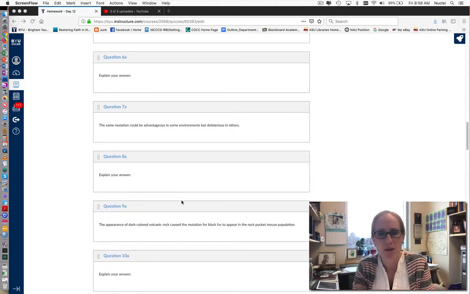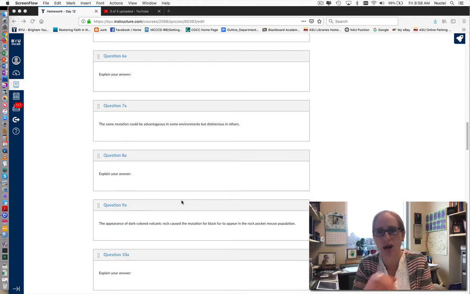And then the last one, the appearance of dark-colored volcanic rock caused the mutation for black fur to appear. So this is the same problem as the first one. It's not the appearance of the volcanic rock that causes the mutation itself. The appearance of the volcanic rock will cause the mutation to become more prevalent because it gives them an advantage. But it does not actually cause the original mutation. Originally, the mutation is just due to random chance. All mutations are due to random chance.